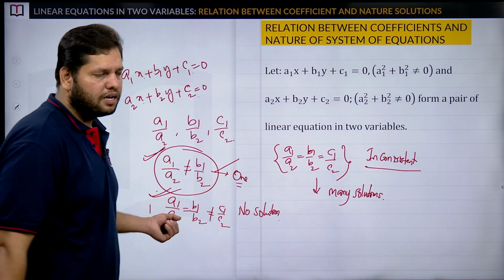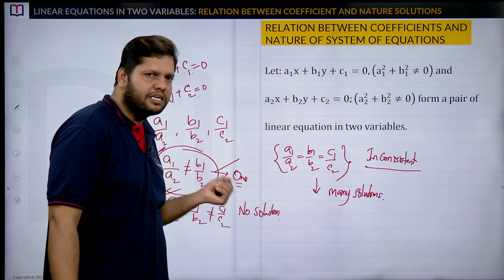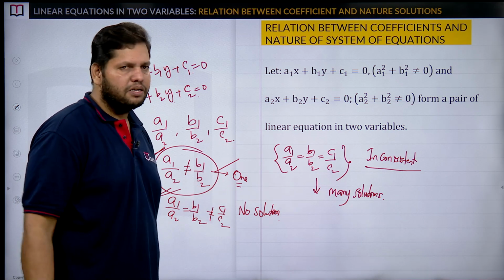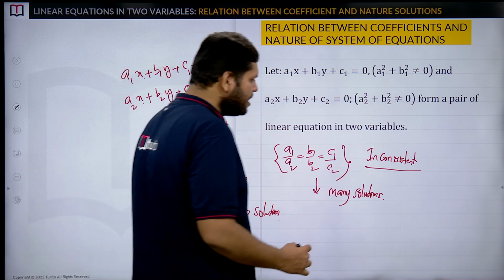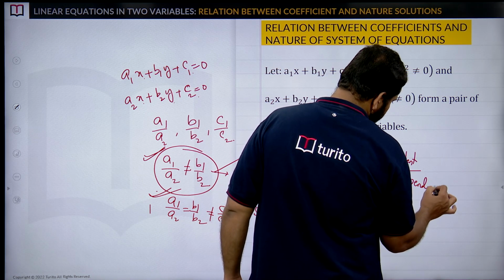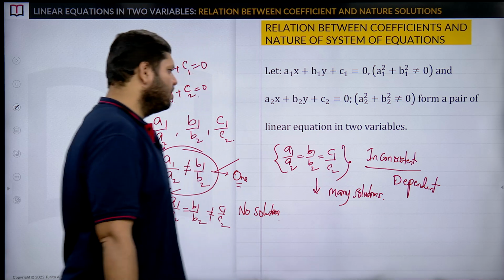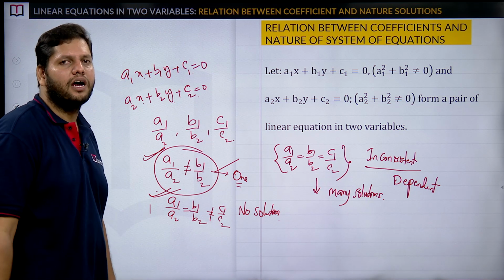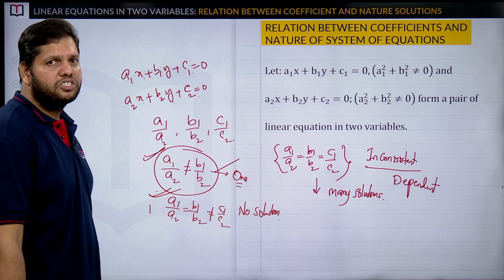This is consistent and it is inconsistent. Consistent means there is a single solution. Inconsistent means there are many solutions, or we can say dependent also. We can say here dependent. Okay. Clear, children, the ratios and comparisons and the relationship.